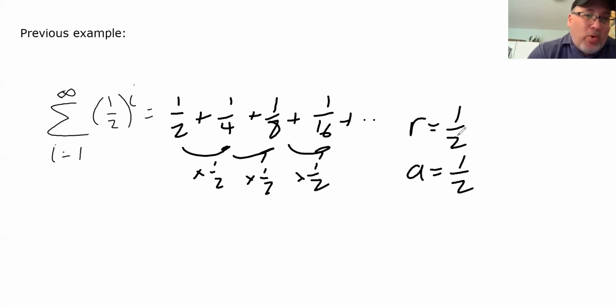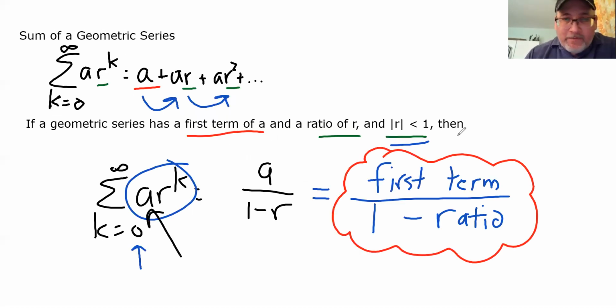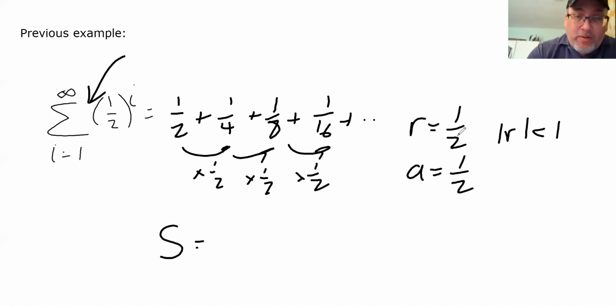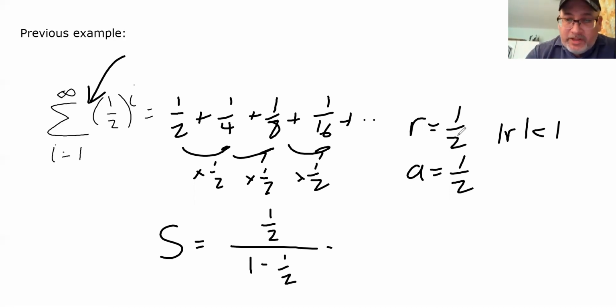Now notice I didn't have a 1/2 part in front of here, like there's an a part in front of there. I'm not worried about it looking a certain way. I'm worried about it behaving a certain way. If my series is geometric, meaning I multiply by a constant to get from one term to the next, and if the absolute value of the ratio is less than 1, which it is here, then the sum will always be first term, which is 1/2, over 1 minus the ratio, that's 1/2, so 1/2 over 1/2, which is 1.